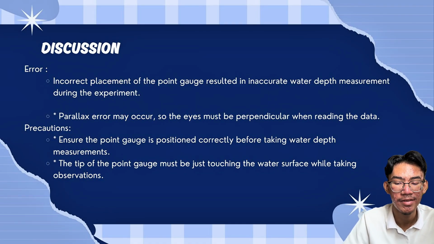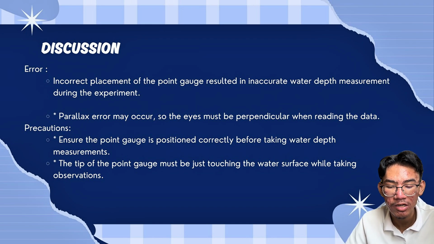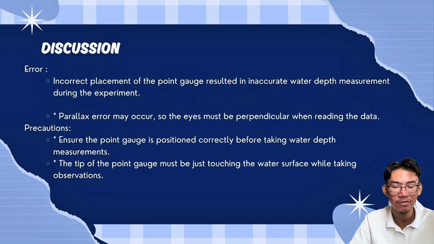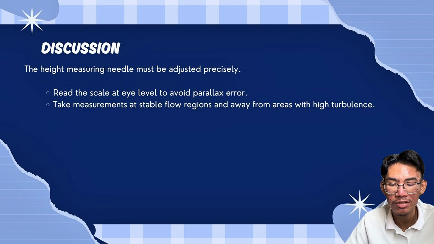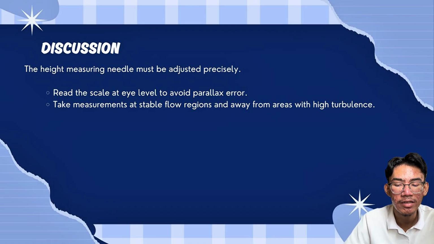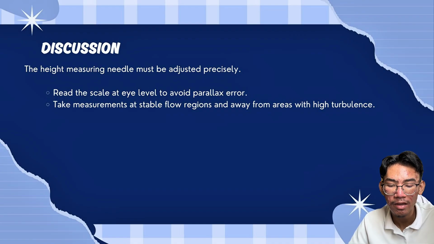Precaution: ensure the point gauge is positioned correctly before taking water depth measurement. The tip of the point gauge must be just touching the water surface while taking observation. The head measurement needle must be adjusted precisely. Read the scale at eye level to avoid parallax error. Take measurement at a stable flow region and away from areas with high turbulence.